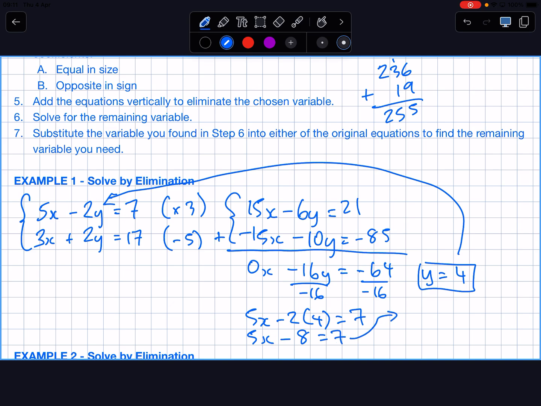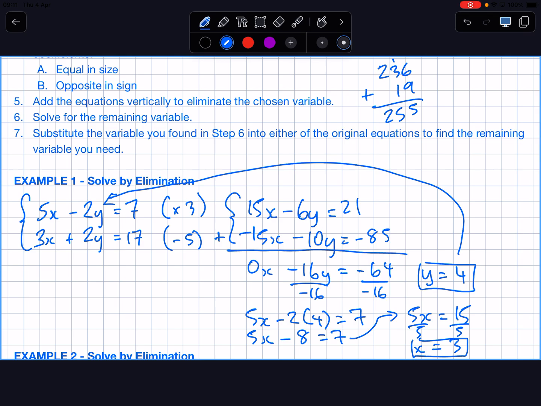What's the opposite of taking 8 from something? Adding 8. So 5x is going to be 7 plus 8, which is 15. How do I get rid of the multiply by 5? Divide by 5. So x is going to be 3. That's the answer. Okay?